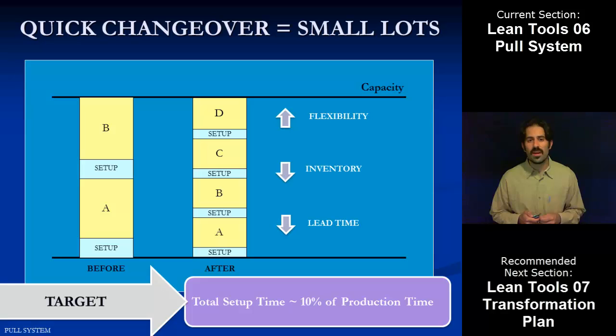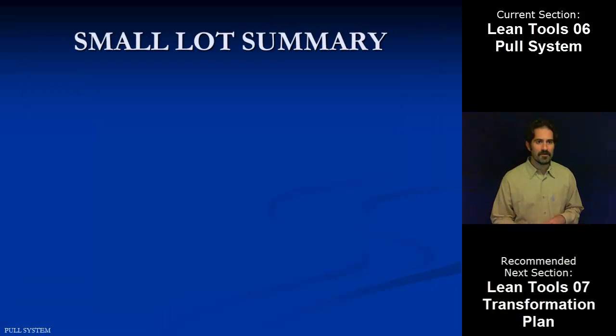And just as a rule of thumb, because a lot of people ask about this, how quick is quick? If the total changeover time can be 10% of the production time for whatever that part is, then we know we're in the ballpark and we've got it pretty well situated. It's probably worth moving on to other projects.